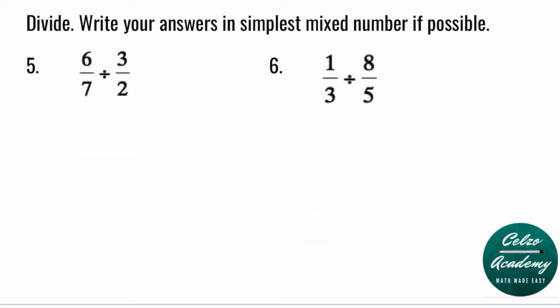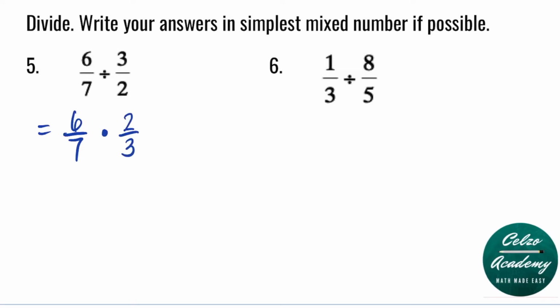Question number 5. 6 over 7 divided by 3 over 2. Step 1 is to change this into a multiplication problem using KCF. We keep the first fraction 6 over 7. We change division to times, and we flip the second fraction as 2 over 3.